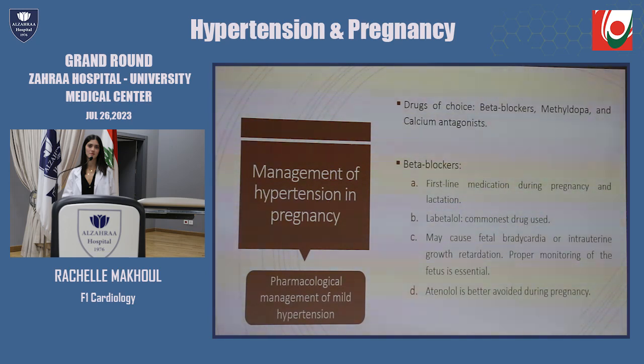Now, the drugs of choice for the management of mild hypertension are the main three classes: beta blockers, methyl-dopa, and calcium channel blockers. Beta blockers are the first-line medication during pregnancy and lactation. We can use the non-selective beta antagonist such as labetalol, which is the commonly used drug, and we can use other beta-selective drugs such as metoprolol and bisoprolol.